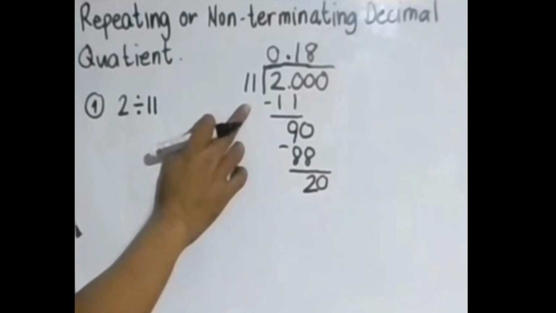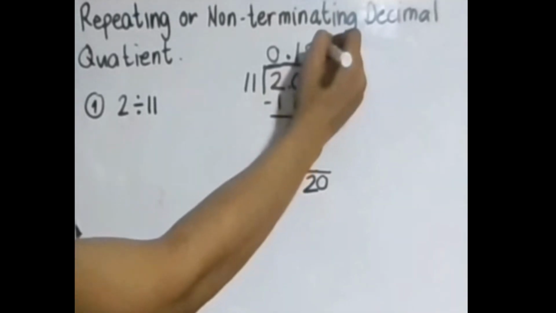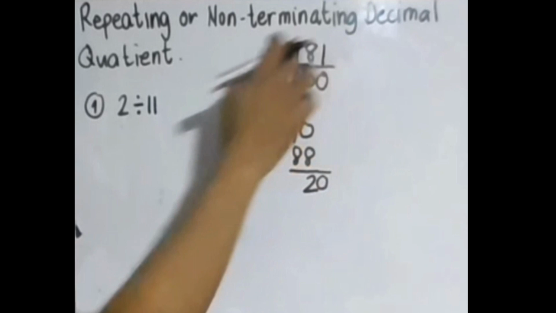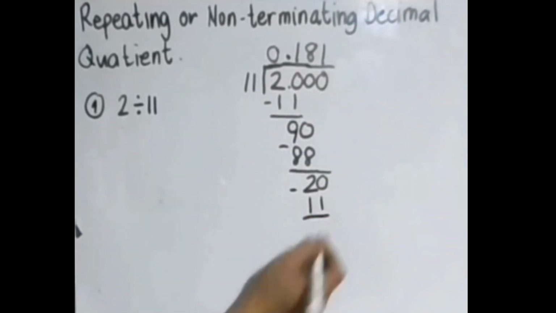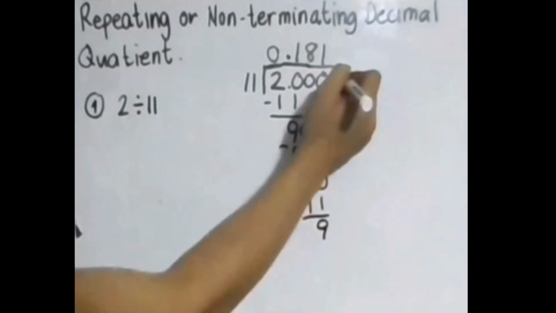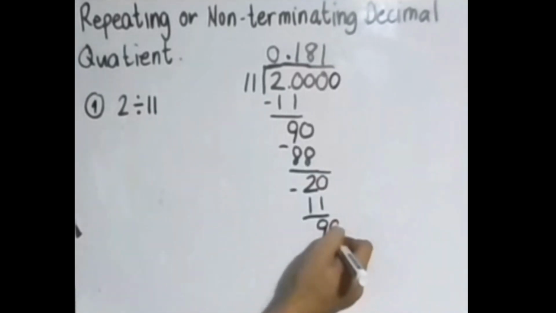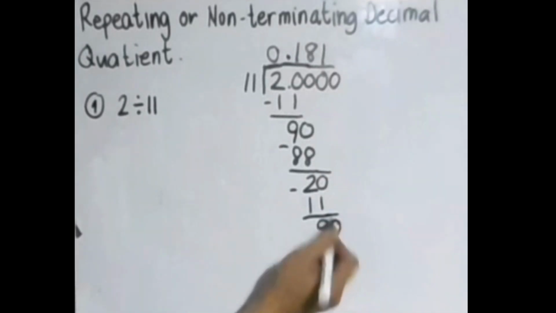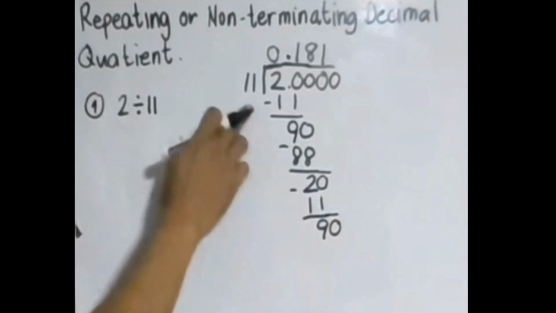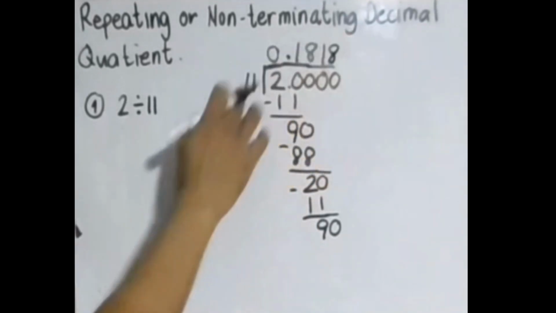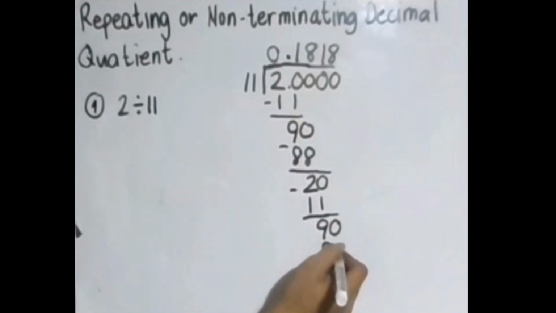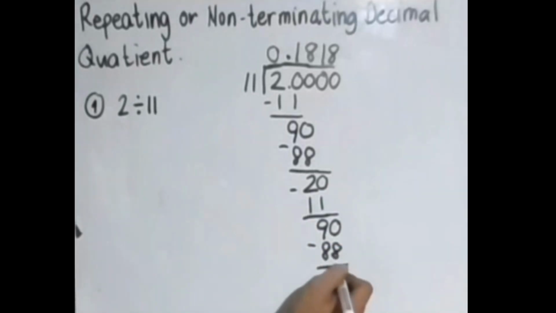20 divided by 11 is equals to 1. 1 times 11 is equals to 11. Subtract. 20 minus 11 is equals to 9. Again, add 0, bring down 0. So you will have now 90. 90 divided by 11 is equals to 8. 8 times 11 is equals to 88. Then subtract. 90 minus 88 is equals to 2.